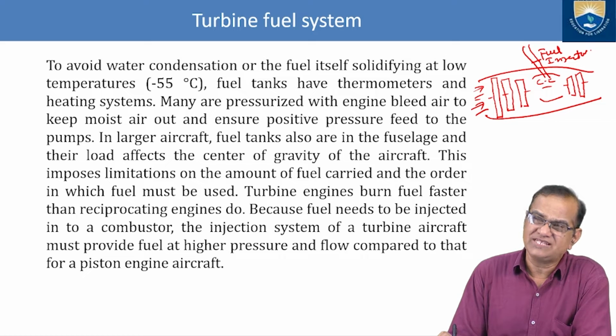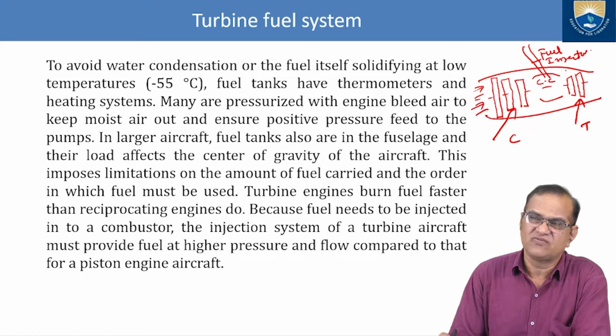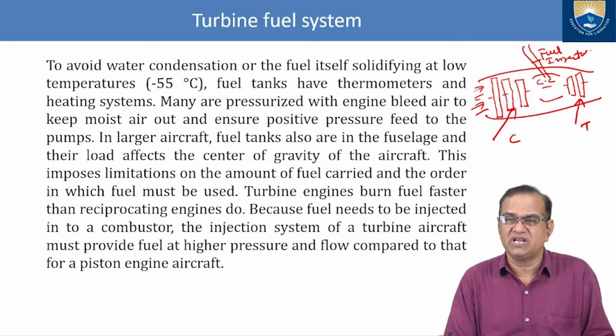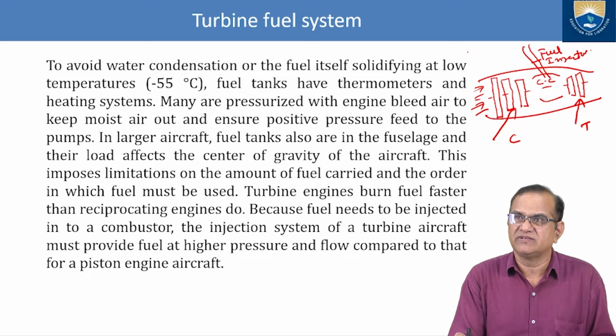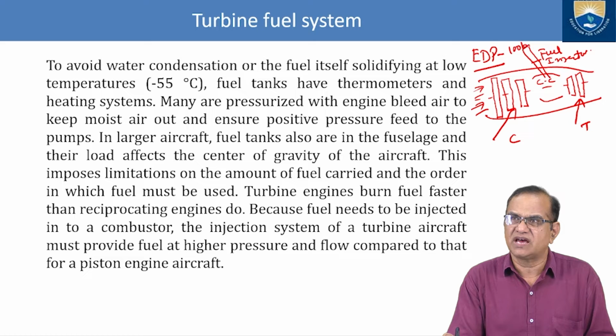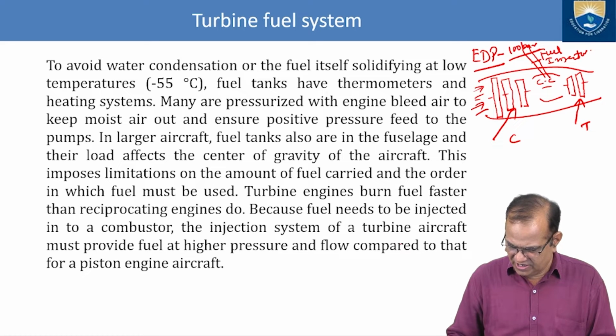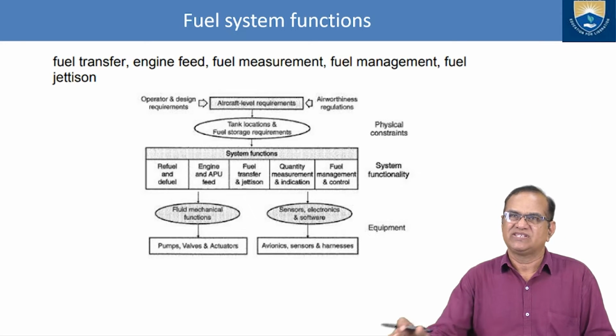So in a gas turbine engine, this is the turbine. I am writing T here. And these are the compressor, I am writing C, CC and fuel injector. So turbine aircraft must provide fuel at a higher pressure. So we need a very high pressure pump, that is called the engine-driven pump, EDP. It is very high pressure, some 100 bar. This 100 bar pressure will pressurize this system and the system will give a very good injection.